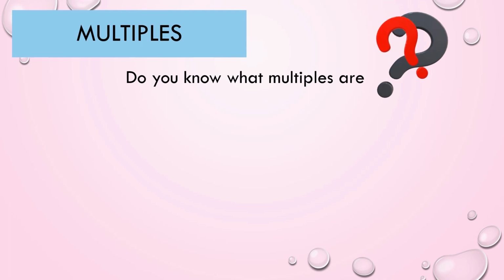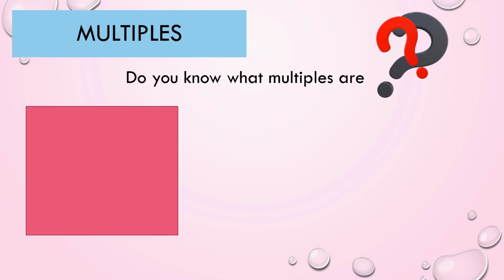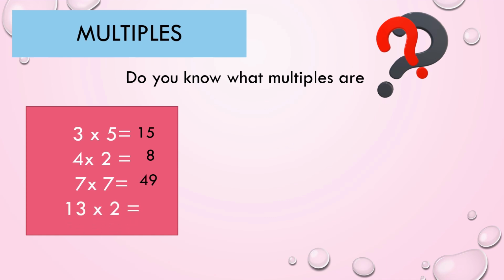Do you know what multiples are? जल्दी जल्दी आंसर्स बताइए. 3 multiplied by 5 gives us 15. 4 into 2, 8. 7 sevens are 49. 13 twos are 26.